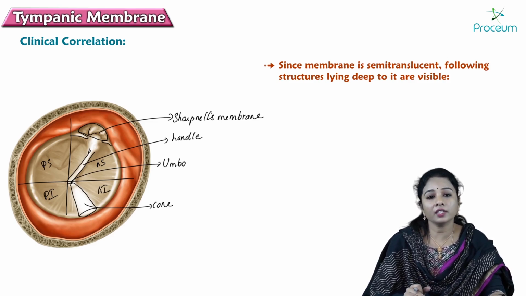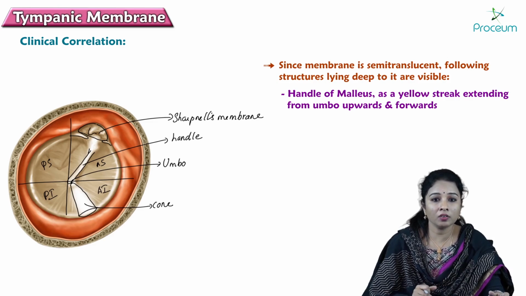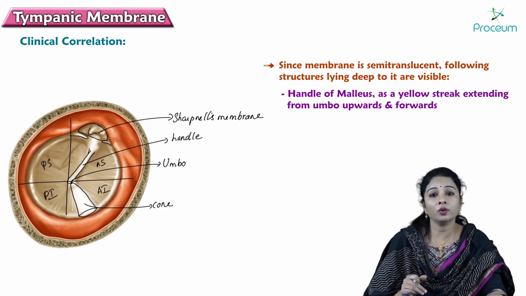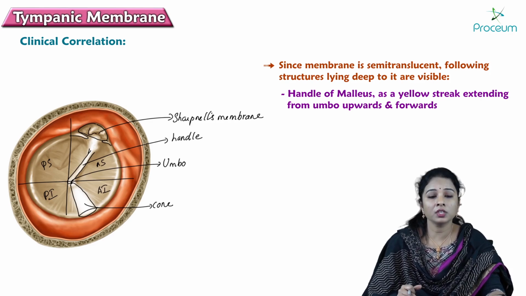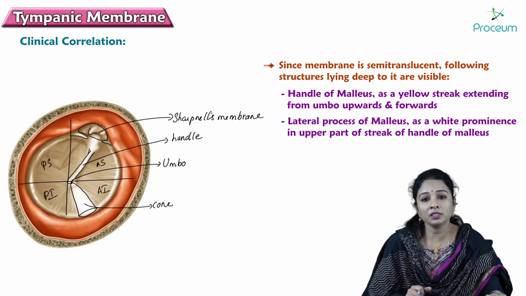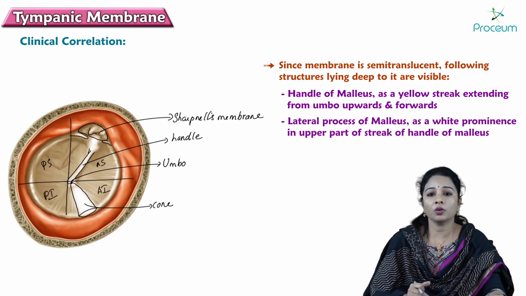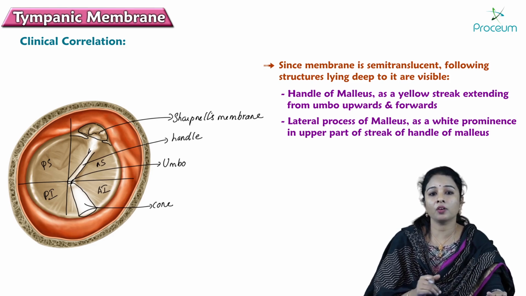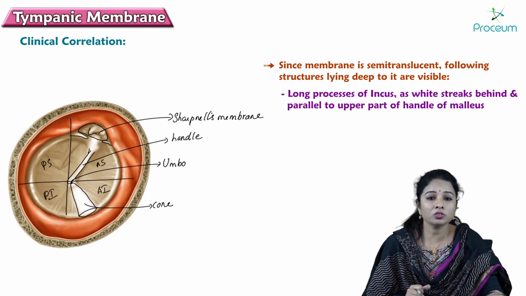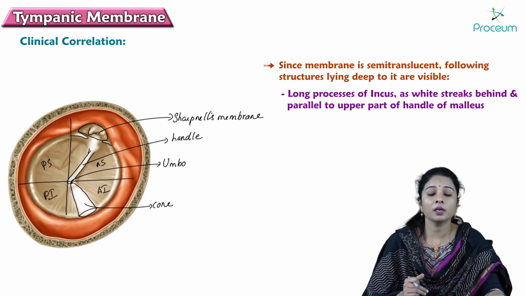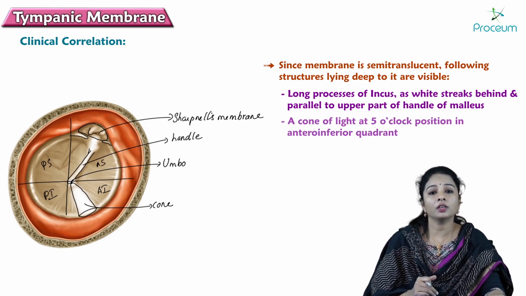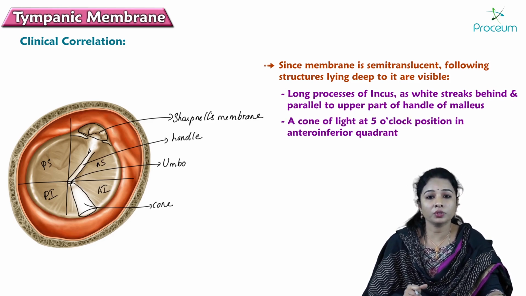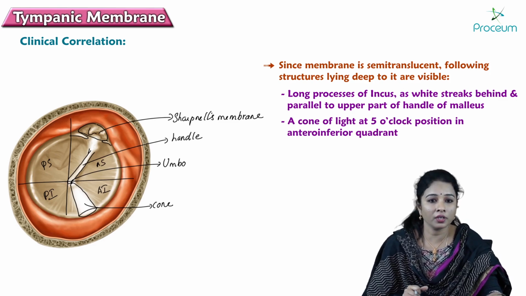So structures lying deep to it are like handle of malleus as a yellow streak extending from the umbo upwards and forwards, and lateral process of malleus as a white prominence on the upper part of the streak of the handle of malleus, and long process of incus as a white streak behind and parallel to the upper part of handle of malleus, and a cone of light at 5 o'clock position in the antero-inferior quadrant.